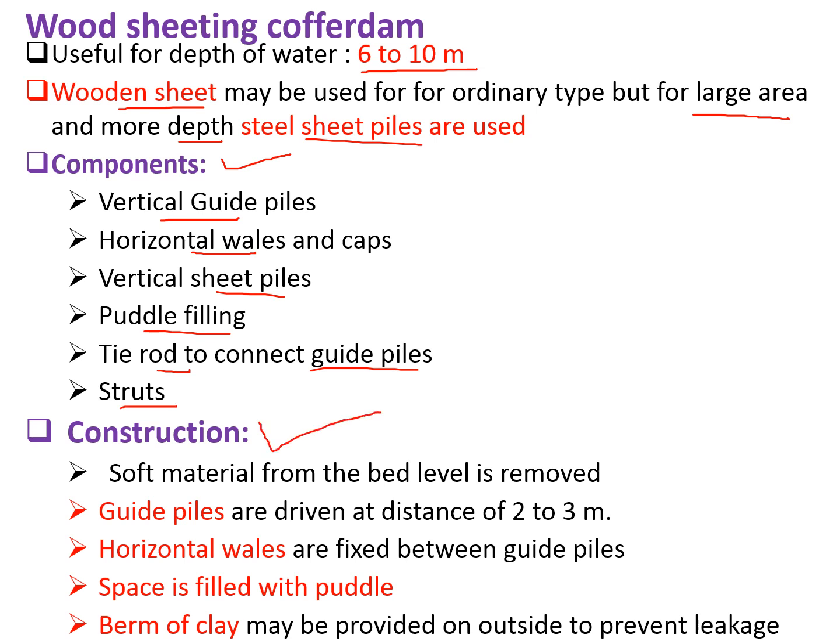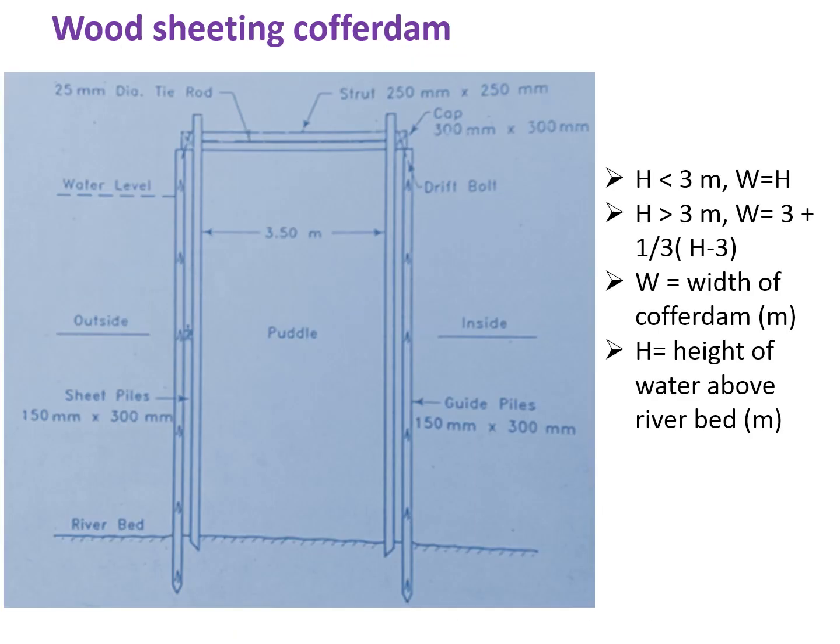As far as the construction is concerned, soft material is to be removed, that is called the dredging process. Then guide piles are driven at a distance of 2 to 3 meter. Then horizontal wales are fixed between the guide piles. Then the space is filled with puddle, and a bund of clay, that is an outside bund, can be provided on the outside to prevent leakage. So here is a similar kind of construction work.